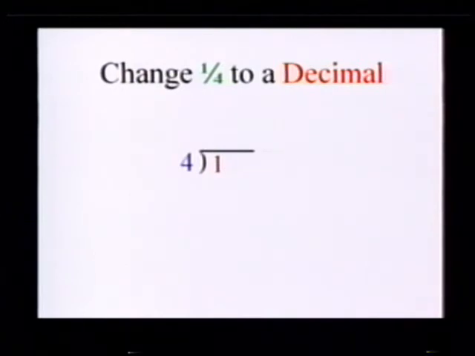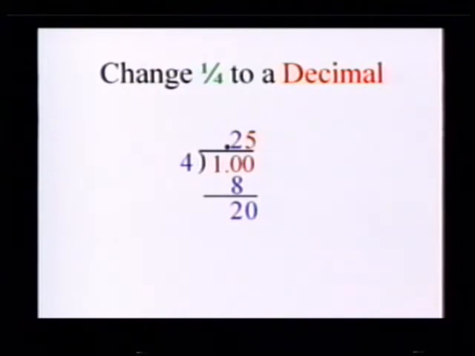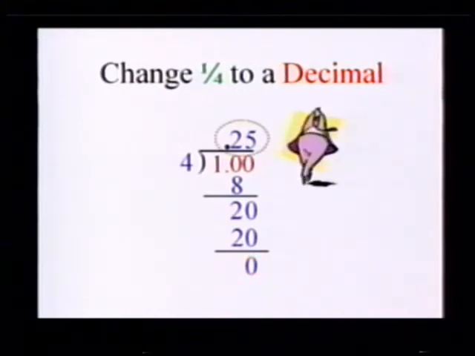1 divided by 4. Add some decimals. Okay. 4 goes into 1 nonce. 4 goes into 10 twice. Multiply. Subtract. Bring down the next digit. 4 into 20, 5. Multiply. Subtract. You're hunky-dunky.